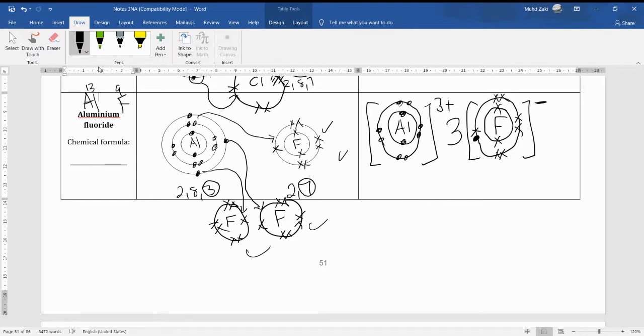So what is the chemical formula then? You have 1 aluminium ion, you have 3 fluoride ions. The formula will be AlF3. So please take note. Pause this video if you want to draw the answer for this page 51.